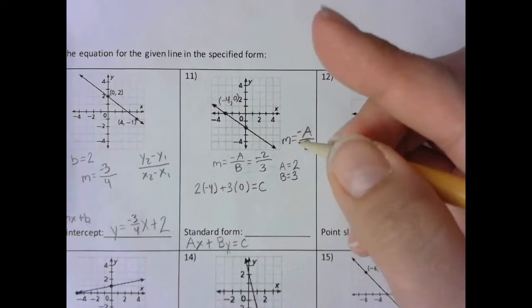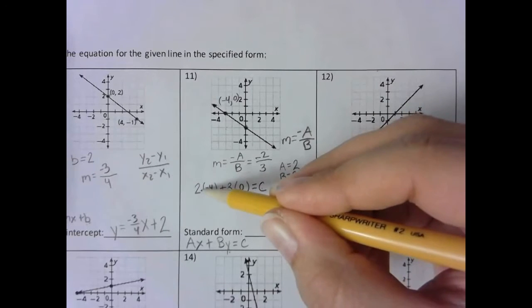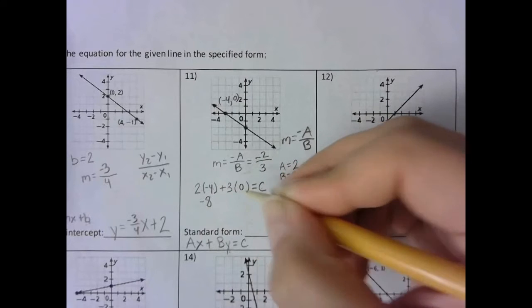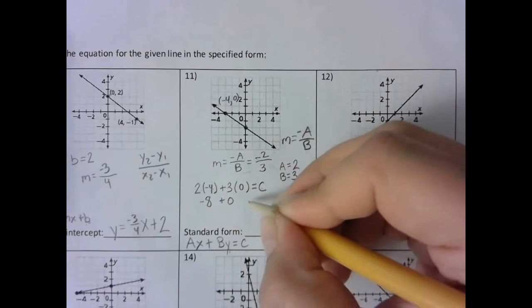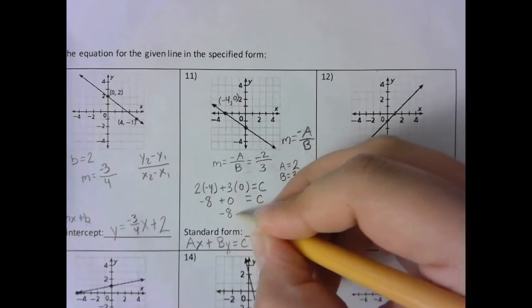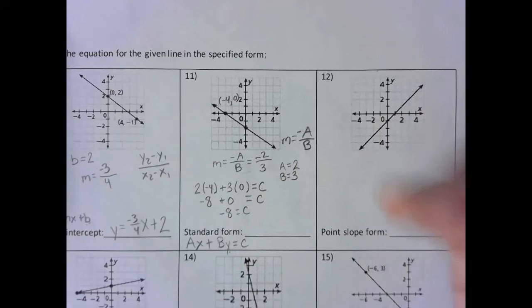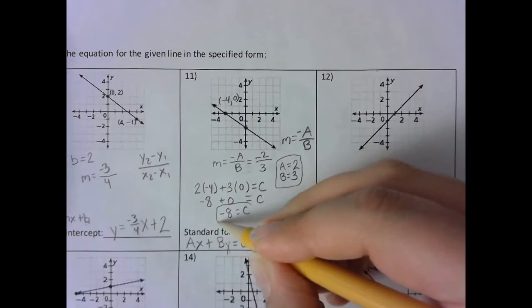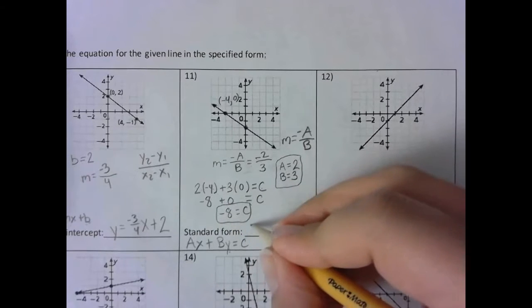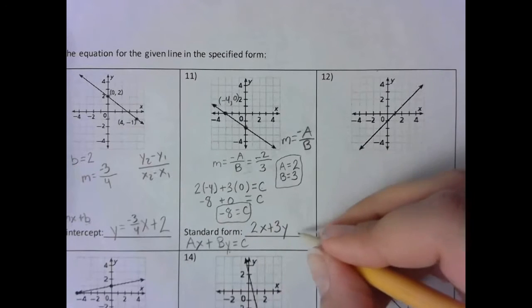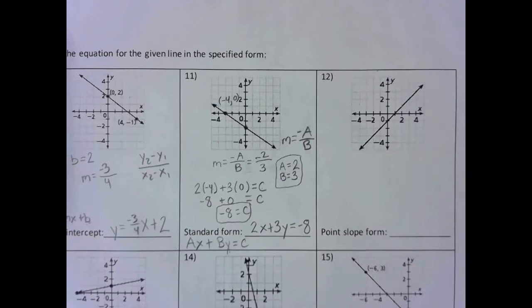So remember, to solve, our first step is to deal with these parentheses. 2 times negative 4 is negative 8. 3 times 0 is 0. Well, negative 8 plus nothing is negative 8, equals c. Hey, now we've got everything we need to write our equation. We've got our a and our b, and now we have our c. So we just plug it into our equation: 2x plus 3y equals negative 8. All right, let's move on to number 12.